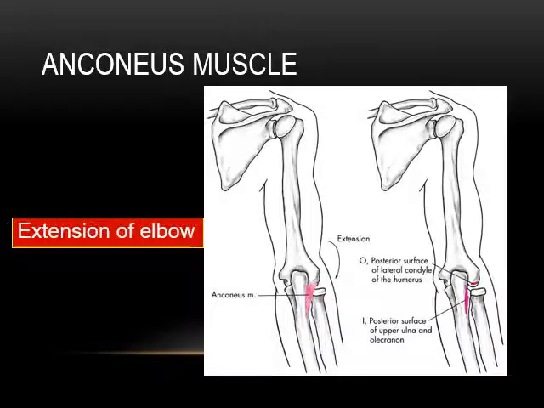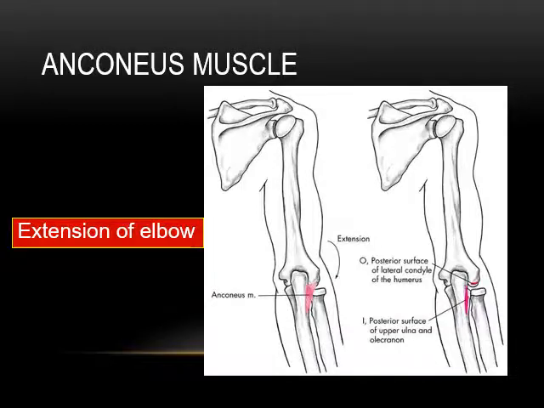Then you have the Anconeus muscle. That's a small muscle at the elbow. You can see it's a very small muscle, and it does perform elbow extension. So you can see the picture of it here, very tiny muscle right at the elbow. Obviously, the triceps is going to be the much stronger muscle because overall it has much larger mass to it.